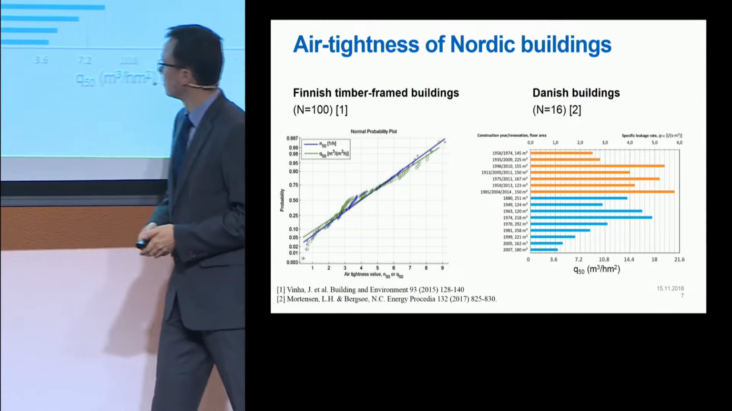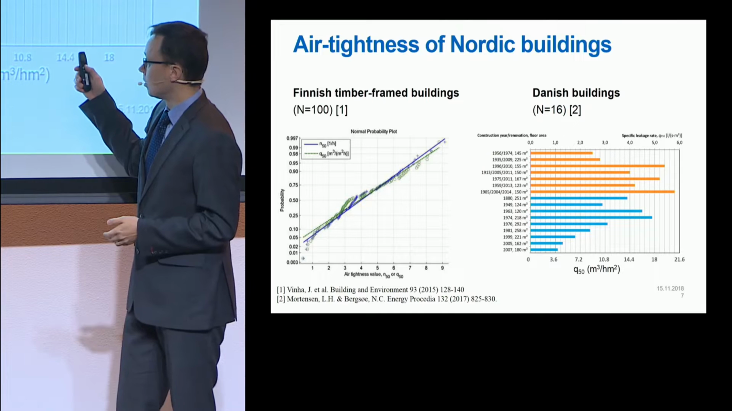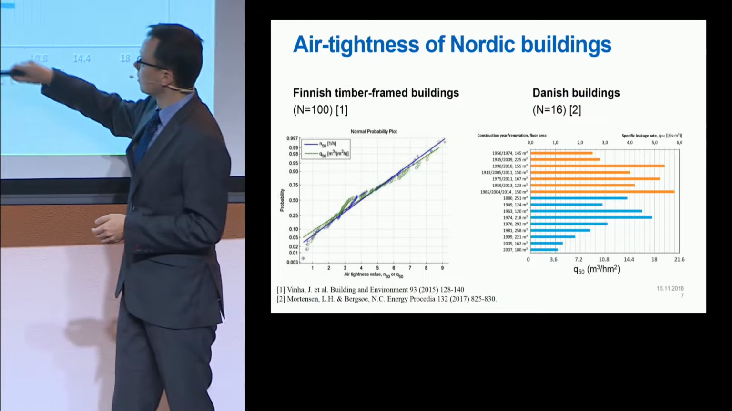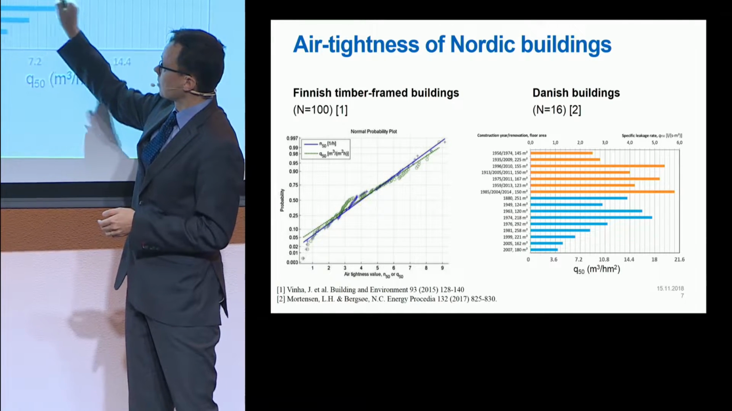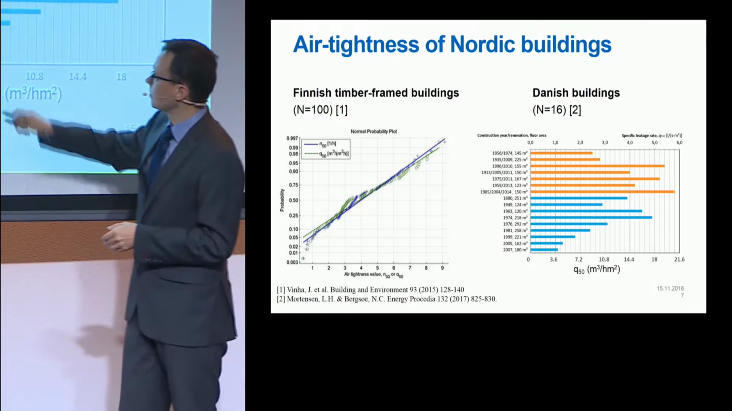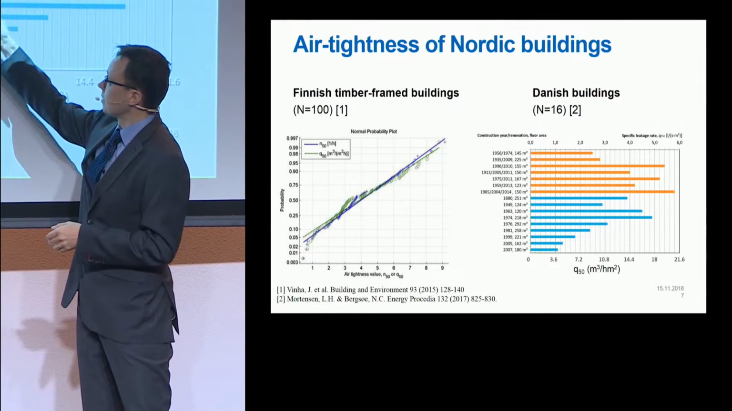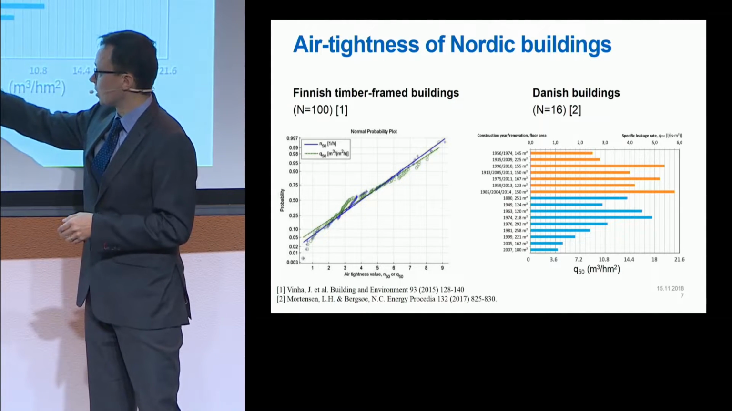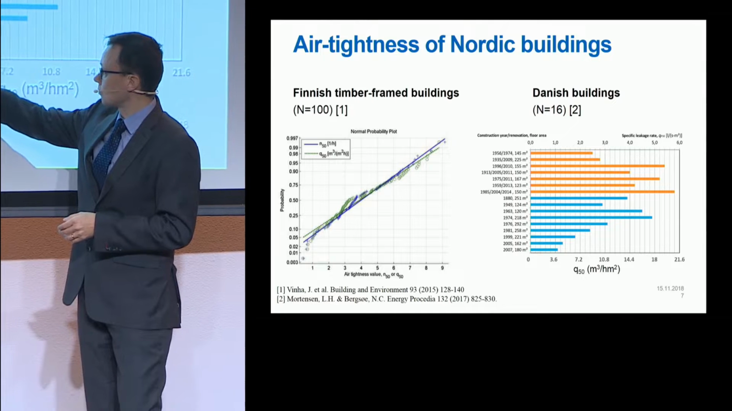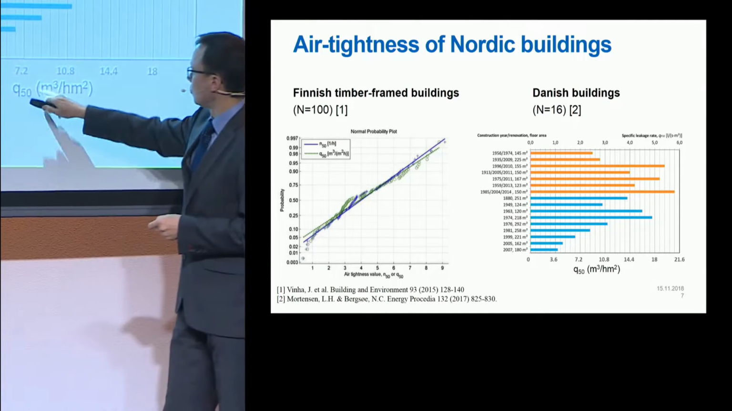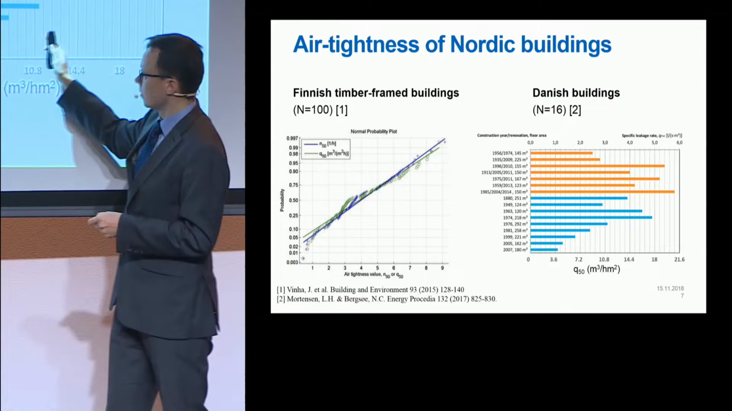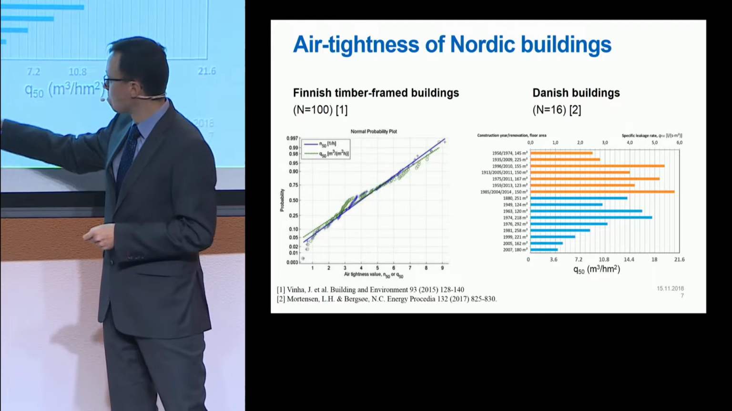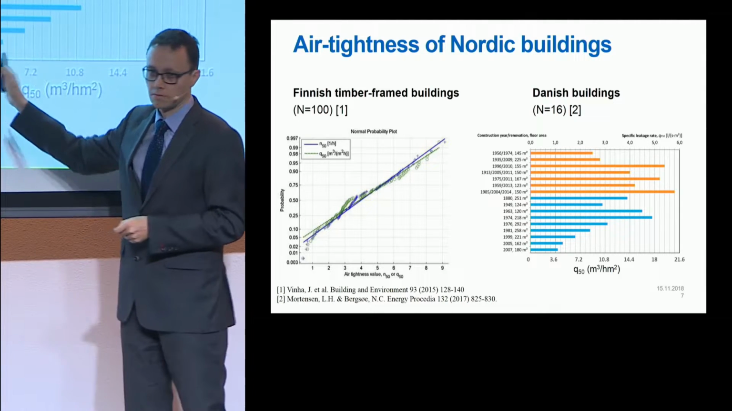A Danish study showed clearly how the building year affects the airtightness. They had a much smaller sample of buildings, but basically going from 19th century building down to something built in 2005, 2007, the Q50 value has come down from something above 10 to close to 3, 4, 5, something like that.